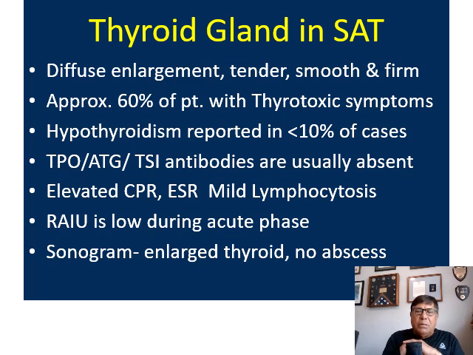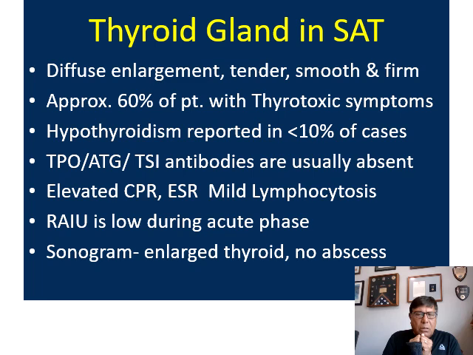Approximately 60% of the patients present with thyrotoxic symptoms, but more than that will probably present with thyroid hyperfunction but may not be that symptomatic. So it could be 60 to 80%, but about 60% of the time they are thyrotoxic. And less than 10% of the cases in the adult literature have been reported to have hypothyroidism.